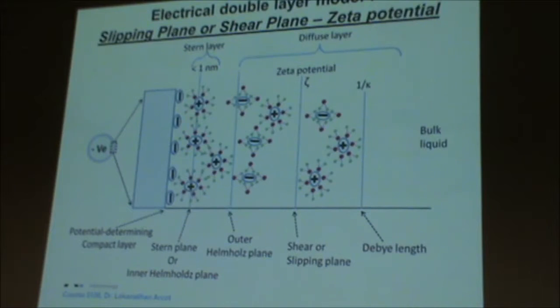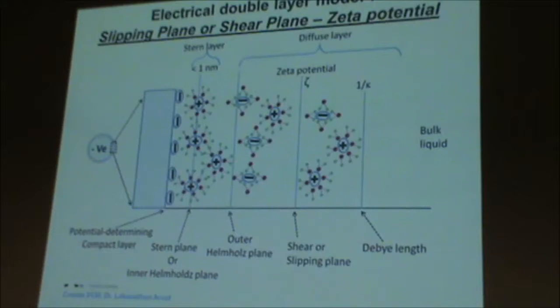The way to imagine it is that this layer of water is stuck to the surface, and the remaining water molecules here are not that strongly bound, so they just slip back when the particle moves forward. That is called the shear or slipping plane, the boundary on the particle. When the particle is moving forward or backward, the solvent molecules below this line travel with the particle. The solvent molecules above this line slip away. That's why it's called the slipping plane or the shear plane.